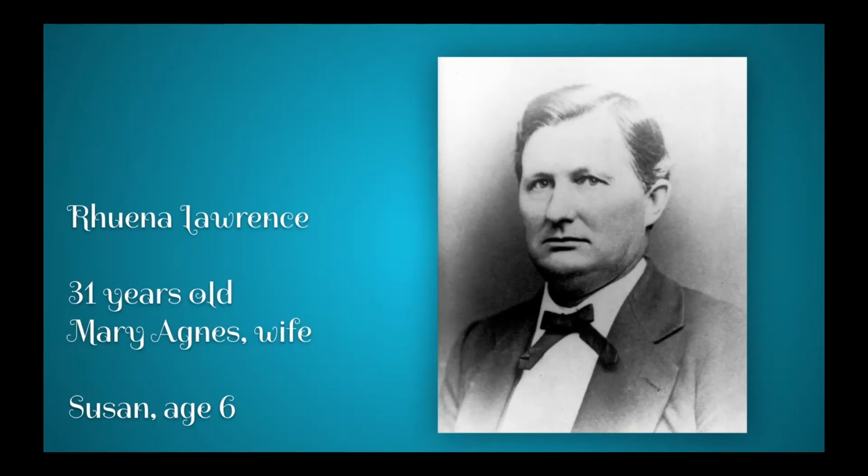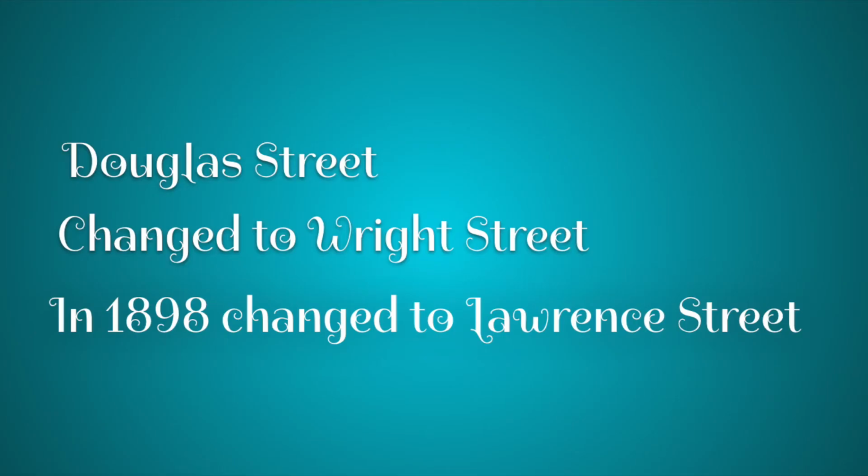For many years, not much would have been seen along Lawrence. Dr. King, who we mentioned earlier, was living at 302 East Lawrence by 1889. But Lawrence wasn't actually the name of the street until 1898.